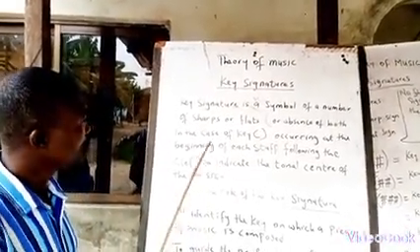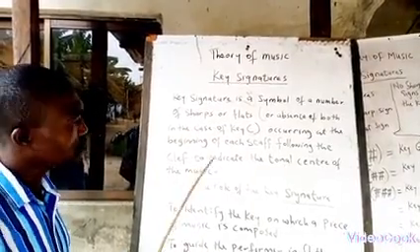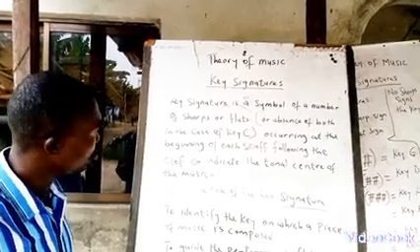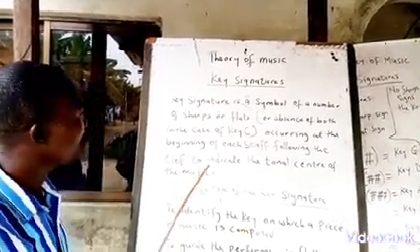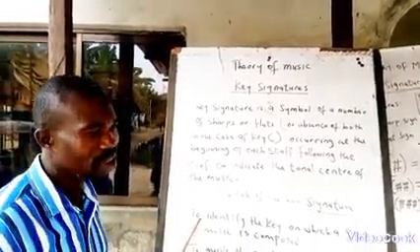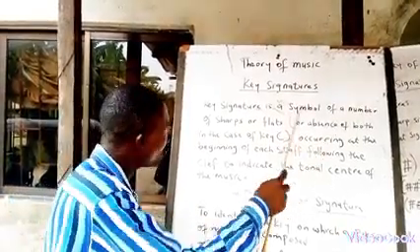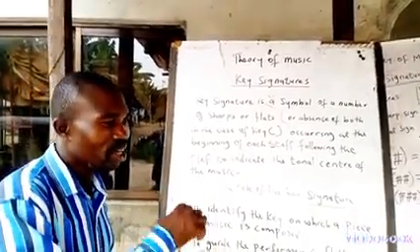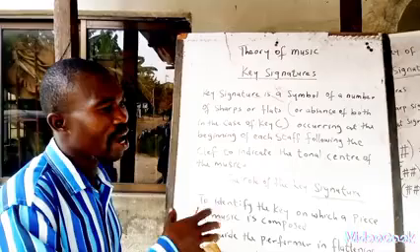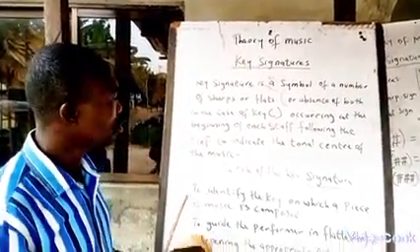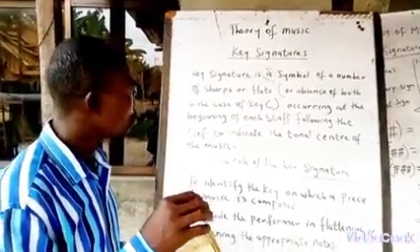Now, the sharps I will show you later on when I give you an example. I will show you what the sharp or flat signs are. They occur at the beginning of the staff.